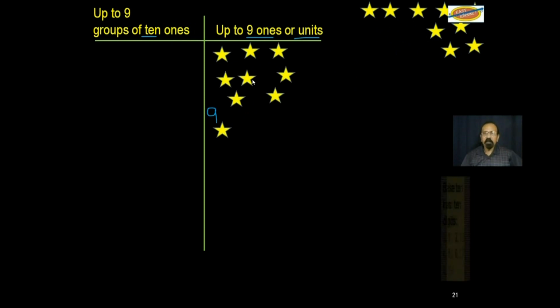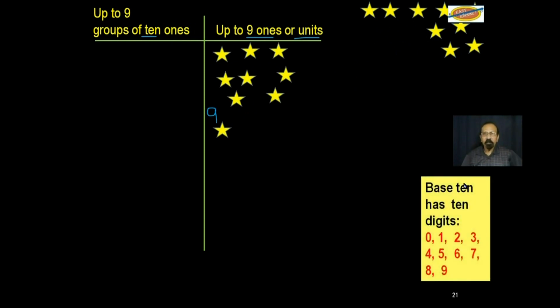Now, keep in mind that in base 10, we have 10 digits, 0 to 9. So 9 is the highest digit we can write in one of these columns. Now, if we add one more star, we now have 10. That creates a problem because you cannot write 10. 10 is not a single digit. You cannot write 10 in this column.